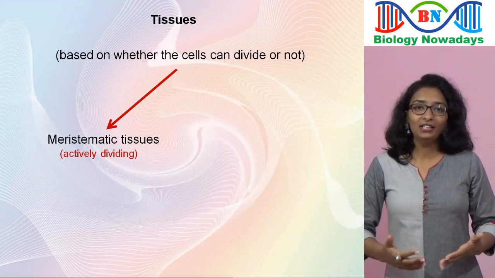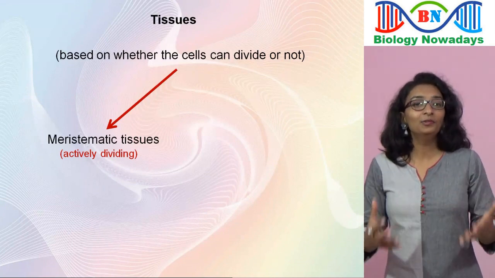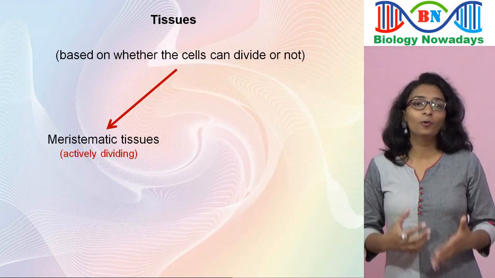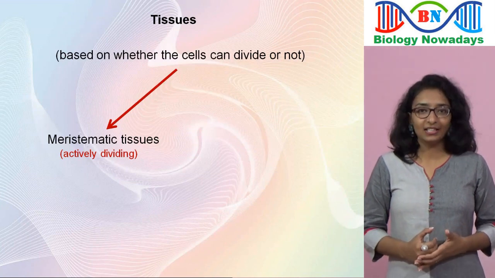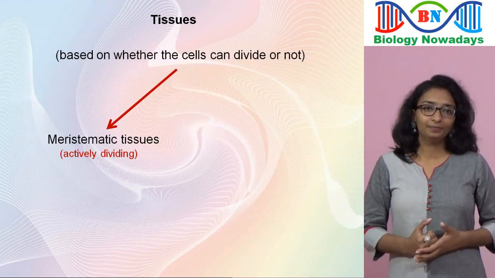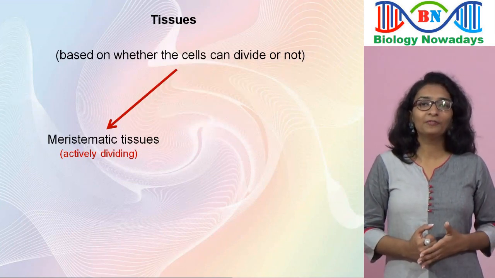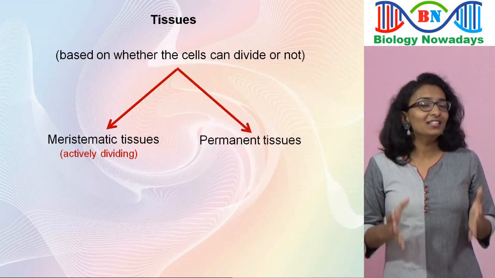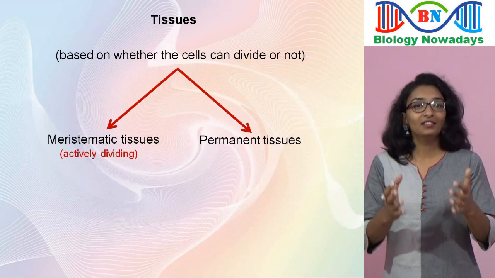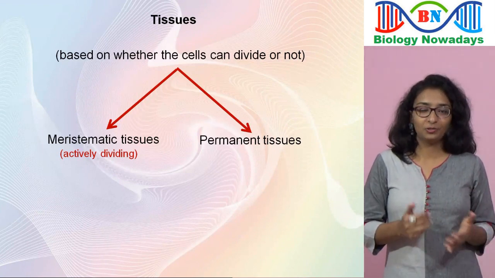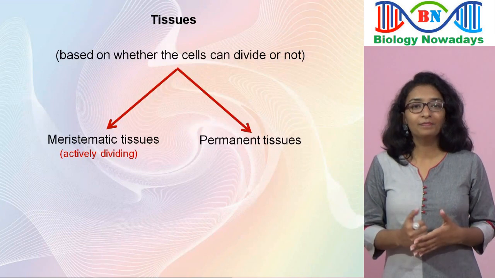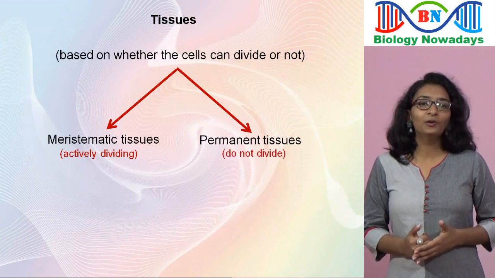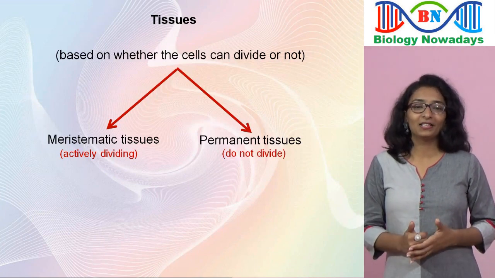They divide and re-divide continuously and form new cells. But as the cell division proceeds, some of the older cells lose their capacity for cell division and get matured. They form the second group of tissues called the permanent tissues. So we can say that permanent tissues are derived from the meristematic tissues. They are also called mature tissues and they do not divide. In this video, we will see meristematic tissues in detail.